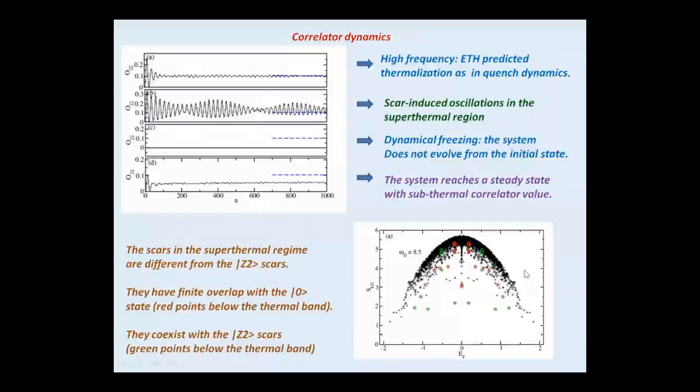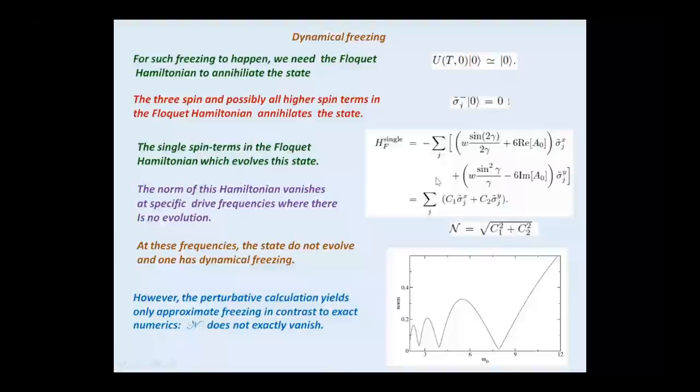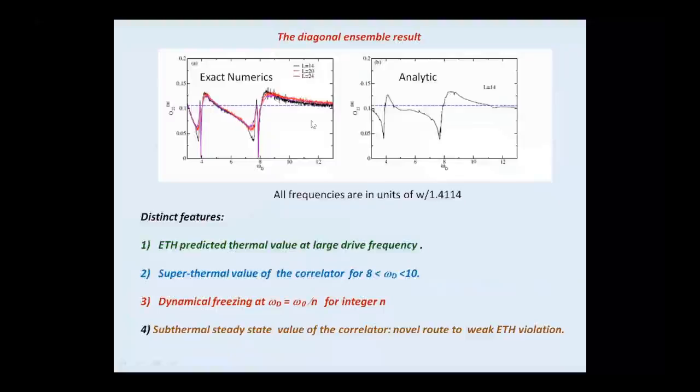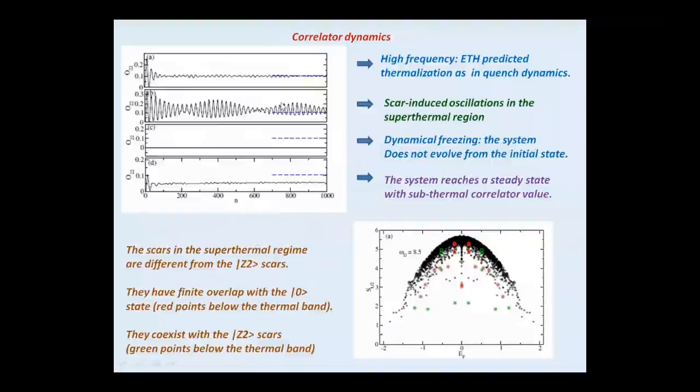So let me just tell you what the dynamics is like. In the high frequency limit, I just have the steady state. This is what the dynamics looks like as a function of the number of cycles. Then as I decrease omega d to between, let's say, 10 and 8, in this regime I find that I have coherent oscillations.